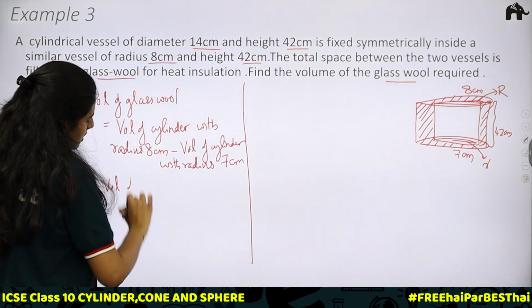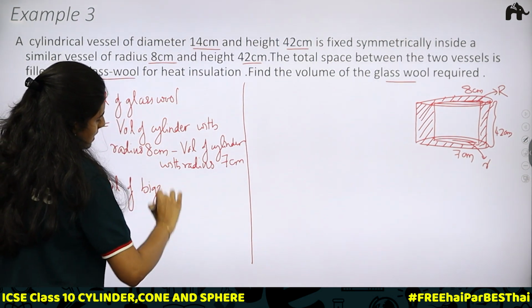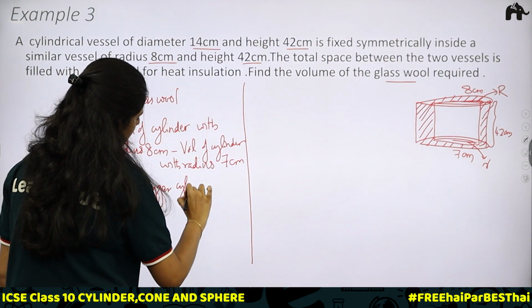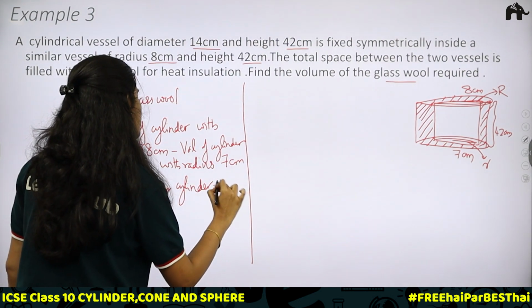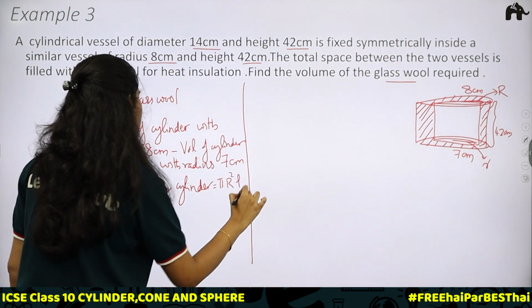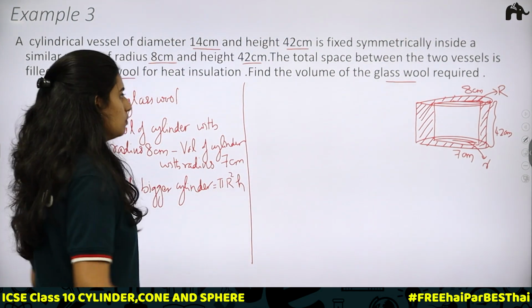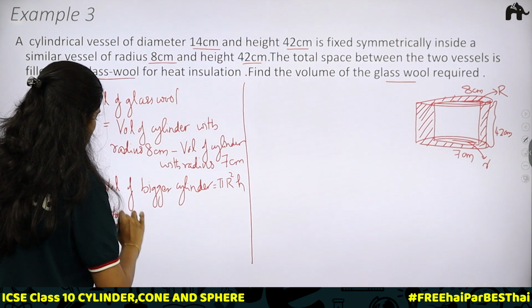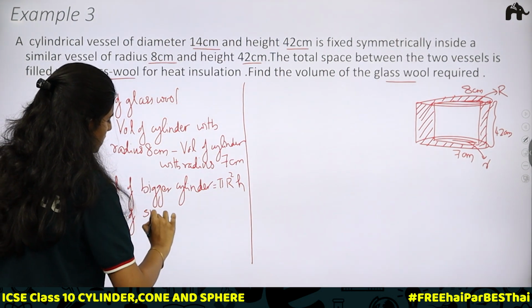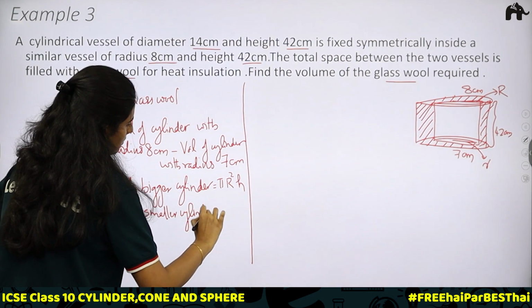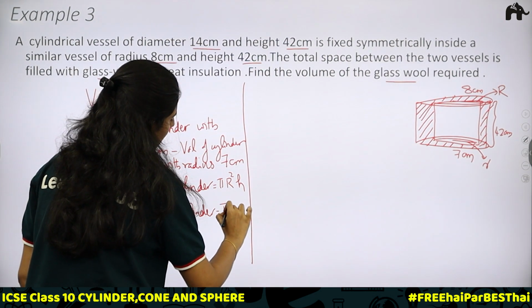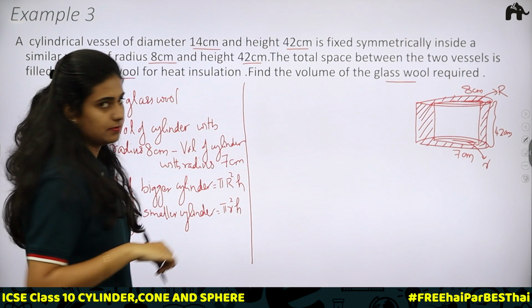Volume of bigger cylinder is equal to pi capital R square h. H, height, is same for both the cylinders. Next, the volume of smaller cylinder will be equal to pi small r square h.